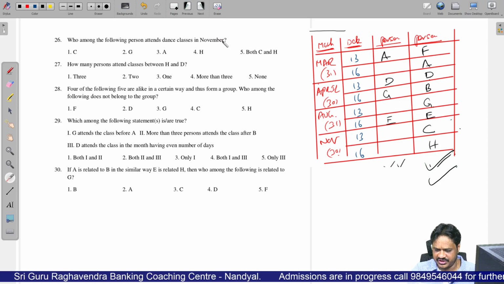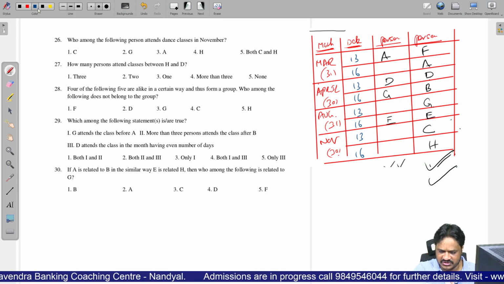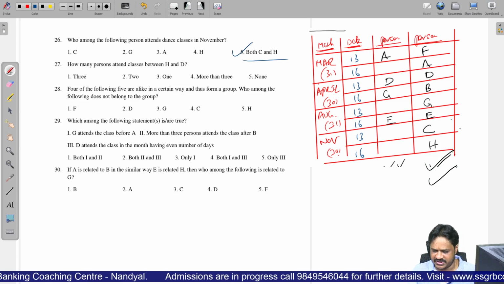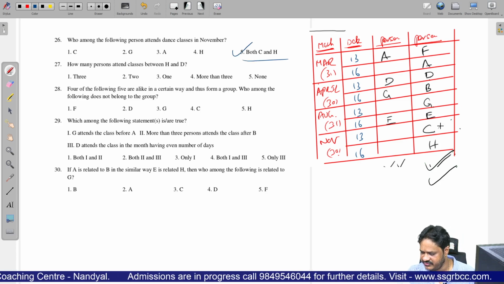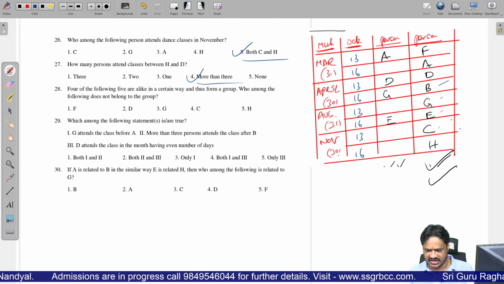Now, who is attending the class in November? In November, C and H, both C and H. How many persons are there between H and D? Between H and D, 1, 2, 3, 4. So, more than 3 is the correct answer. More than 3. Then next one.